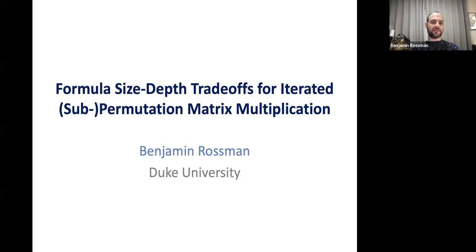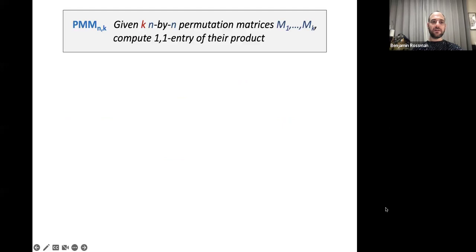This work is on the formula complexity of the iterated permutation matrix multiplication problem. This problem, denoted PMM_{n,k}, is the problem of computing the product of k n-by-n permutation matrices. Or as a function, let's say we want to compute the 1-1 entry of the product of these matrices.